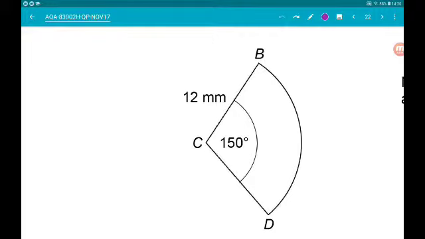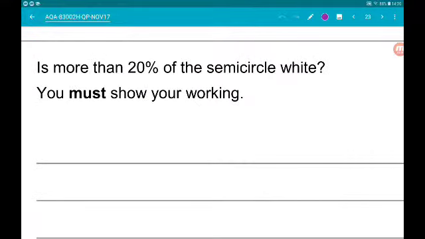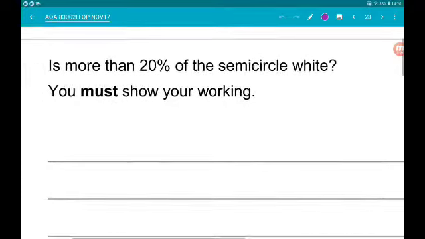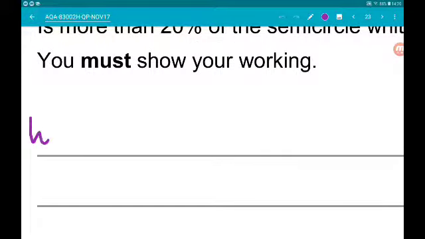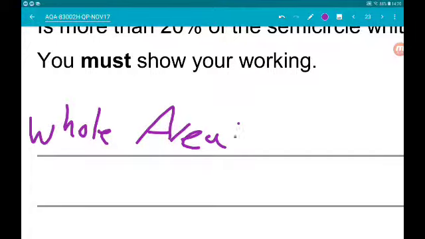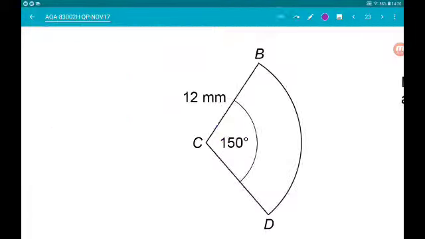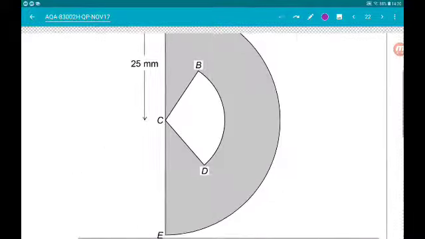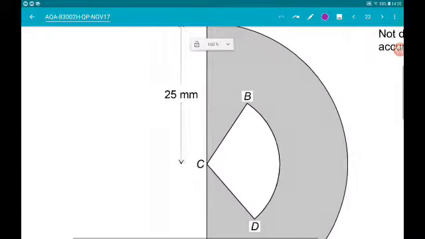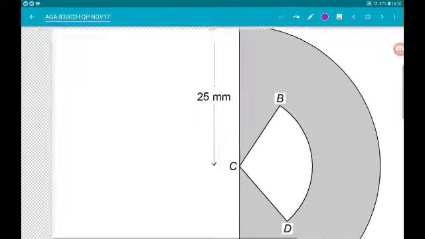We are asked, is more than 20% of the semicircle white? We must show our workings, and it's 5 marks. So, let's first of all work out the whole area. So the whole area is a semicircle with radius 25 millimeters.